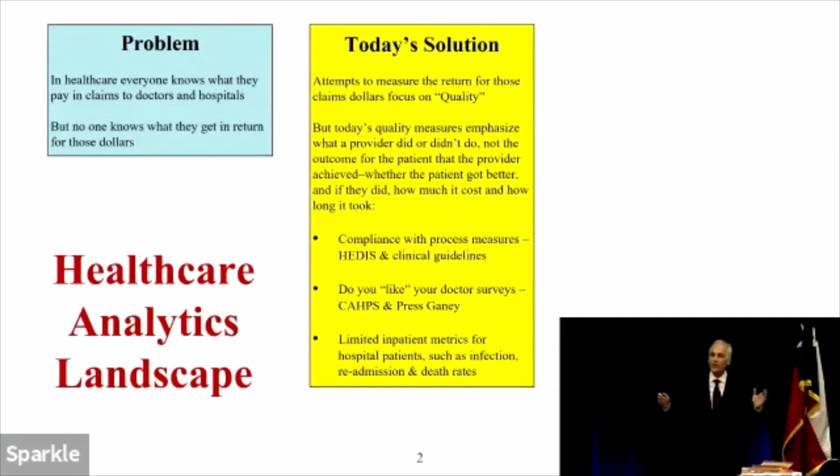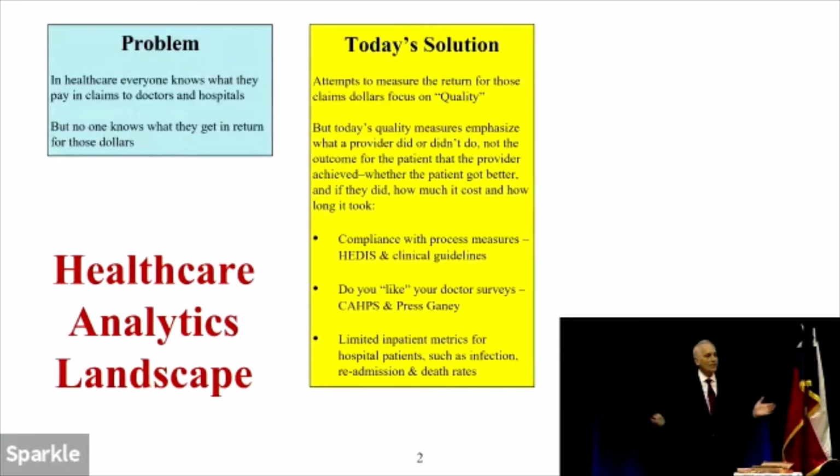Currently, we try to measure that return for the claims dollars in terms of quality. And quality focuses on what a doctor did or didn't do. And it's a qualitative measure, not a quantitative one. Examples of these quality measures are clinical-based evidence guidelines. Or did the doctor comply with the HEDIS checklist?